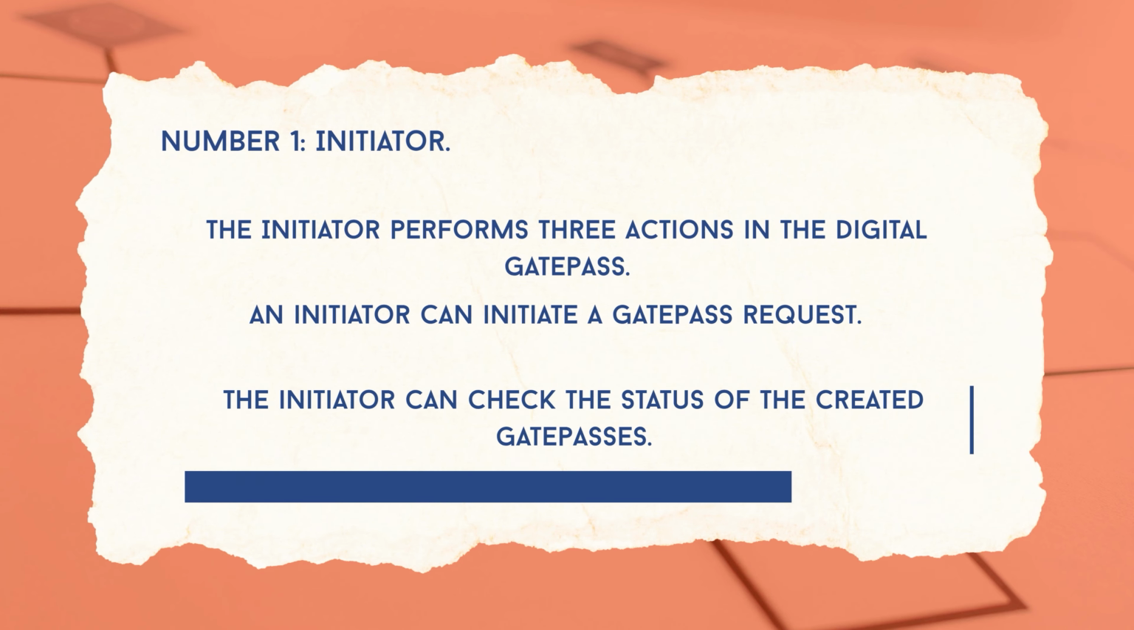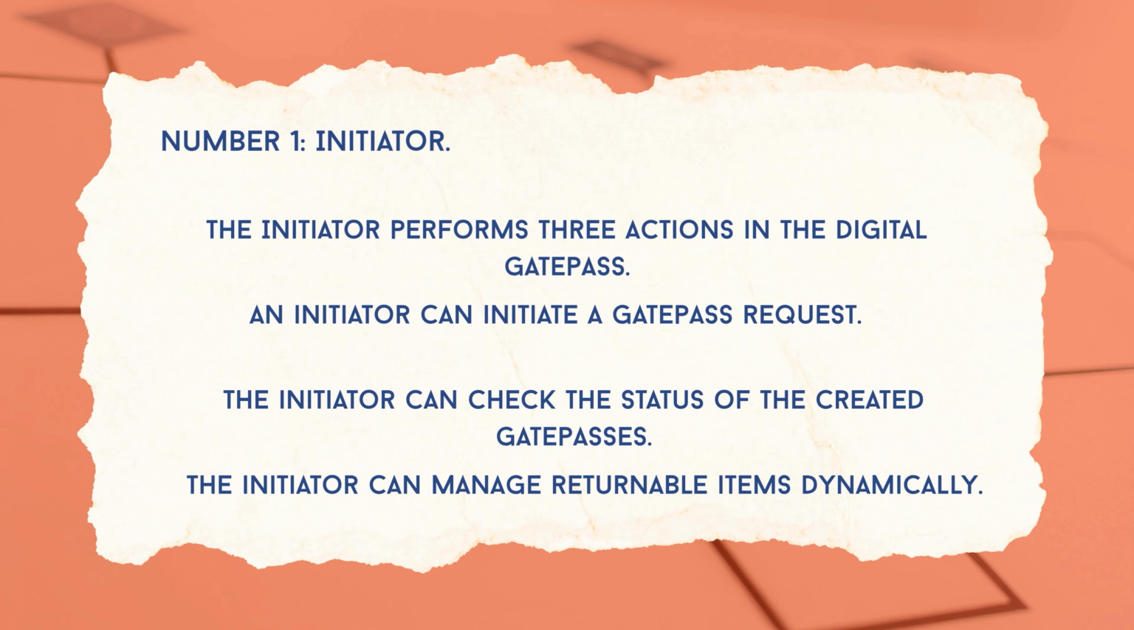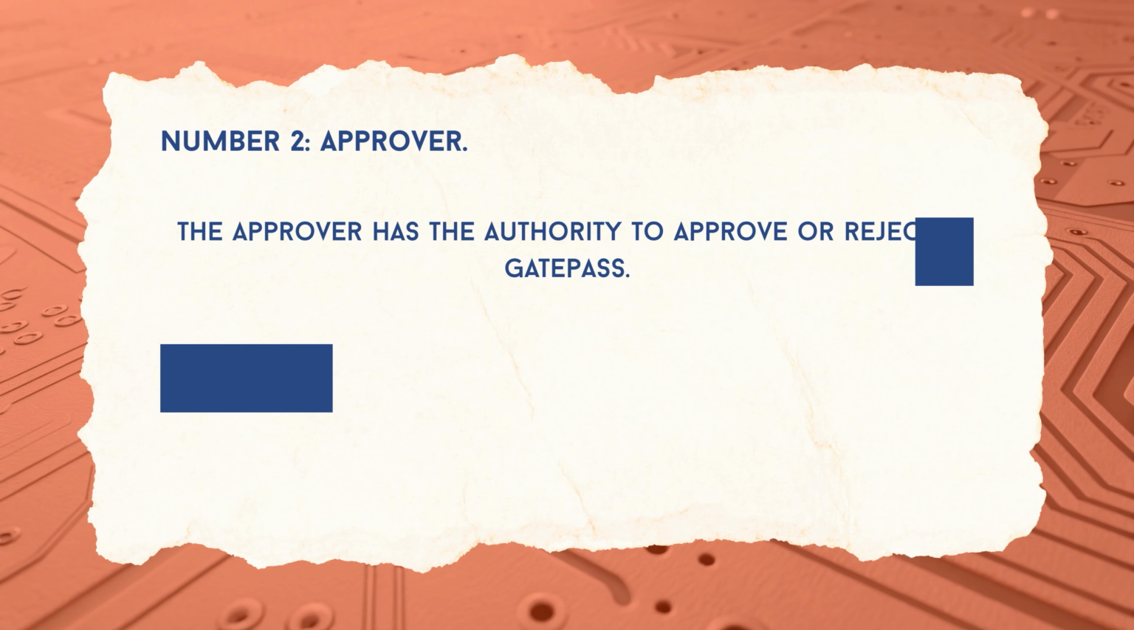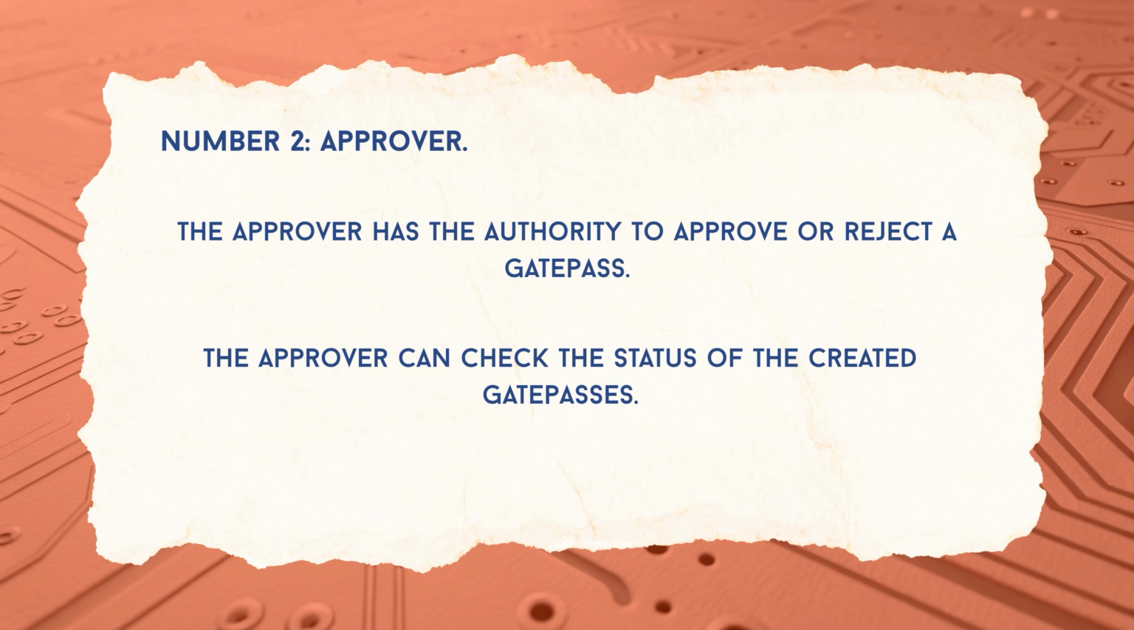Number 1. Initiator. The initiator performs 3 actions in the Digital Gatepass. An initiator can initiate a gatepass request. The initiator can check the status of the created gate passes. The initiator can manage returnable items dynamically. Number 2. Approver. The approver has the authority to approve or reject a gate pass. The approver can check the status of the created gate passes.